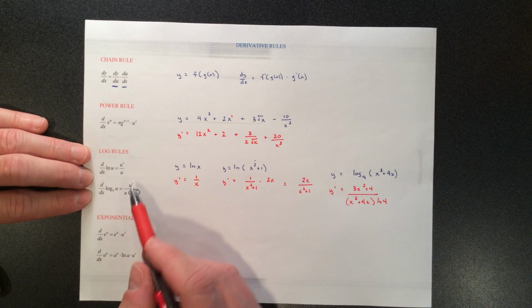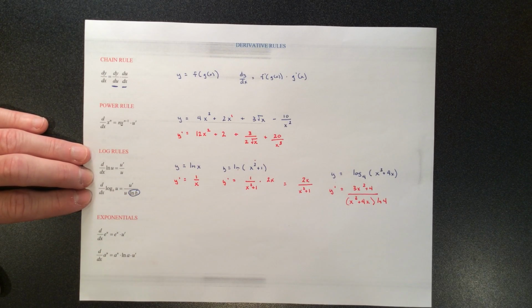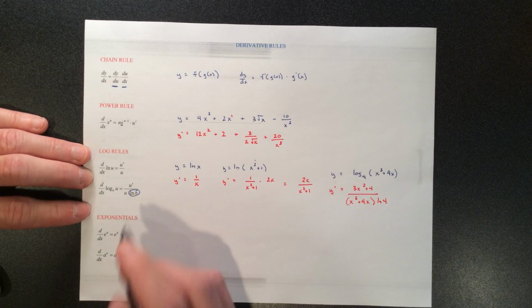And again, these are the same rules. This just says the natural log of b, and it doesn't show up here because that's what the base of the natural log is. Okay, exponentials.